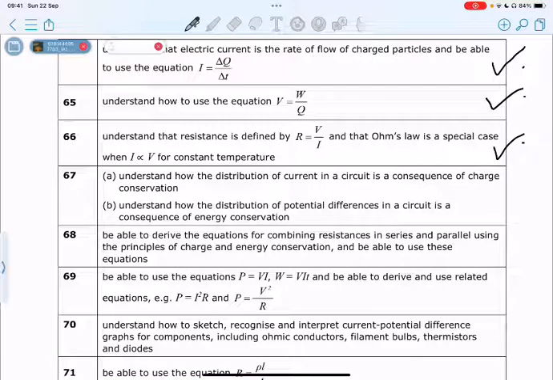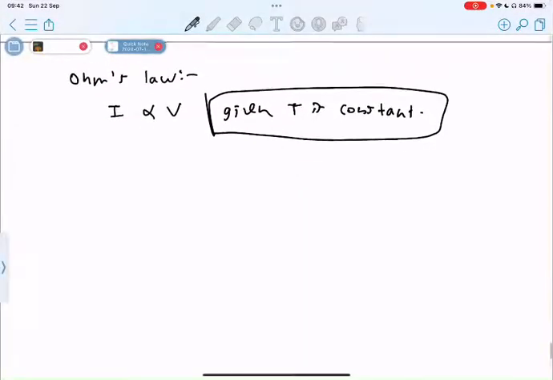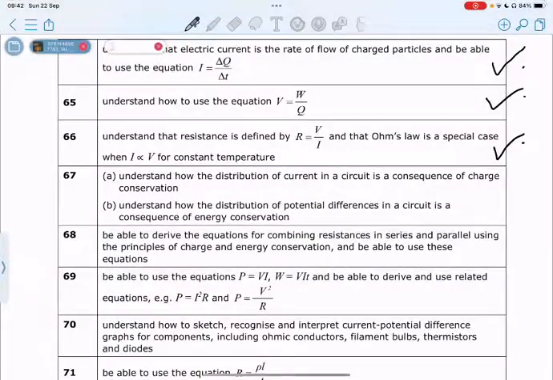Understand how the distribution of current in a circuit is a consequence of charge conservation, and how the distribution of potential difference in a circuit is a consequence of energy conservation. Okay, so charge conservation. What does charge conservation state? The principle of charge conservation states that the total electric charge in a closed system does not change. Okay? So what do you mean by this?